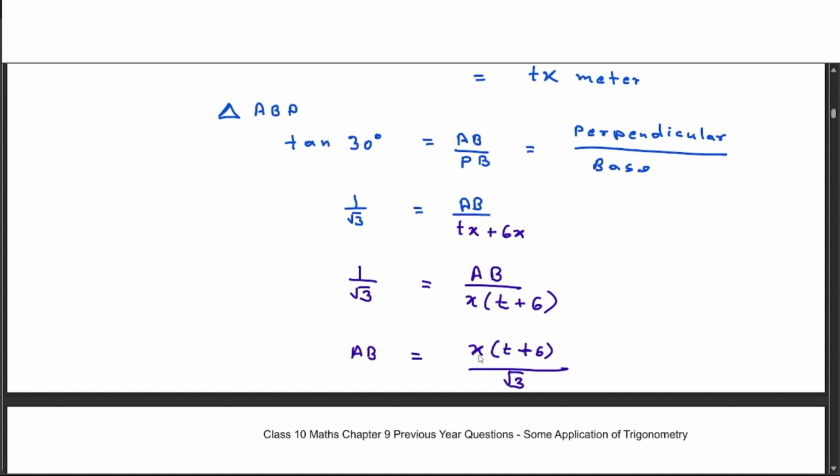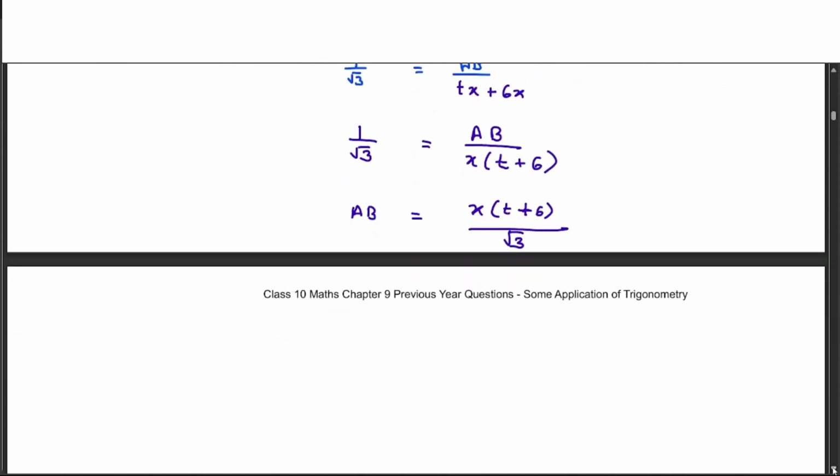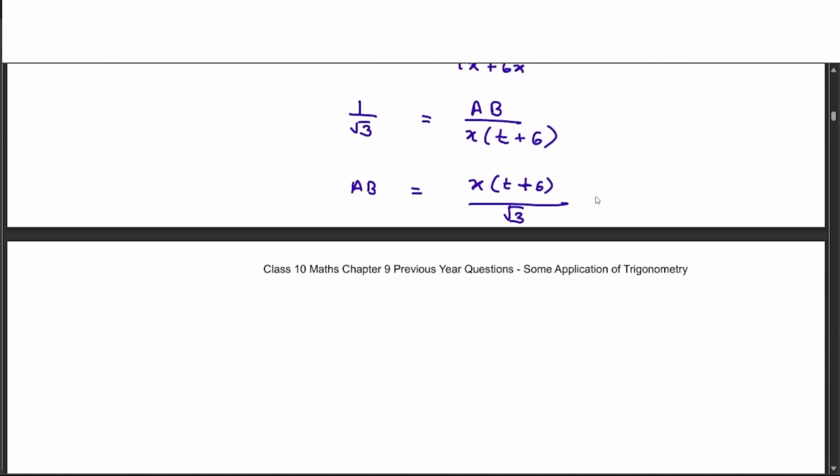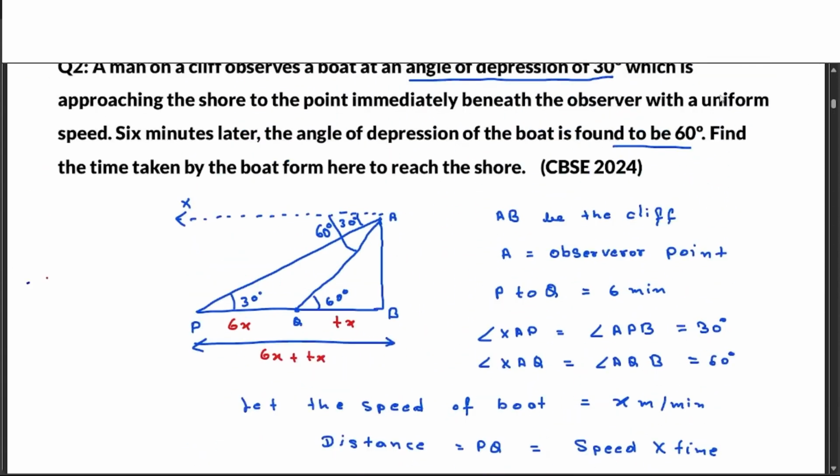Here we have an x value, so we have to make one more equation. For now, take this as equation 1. Now, in triangle ABQ, you can see this triangle, this is your ABQ triangle.